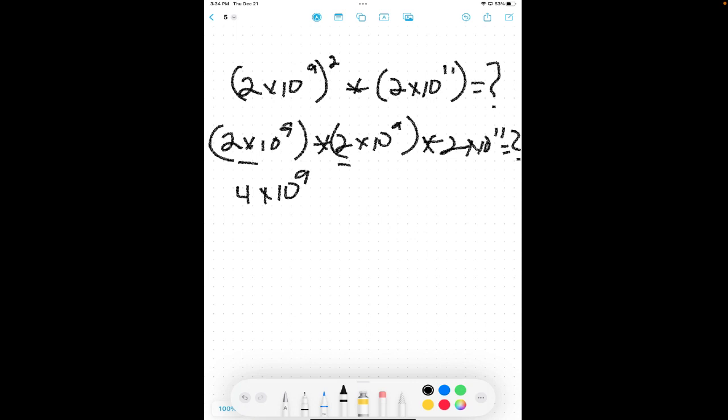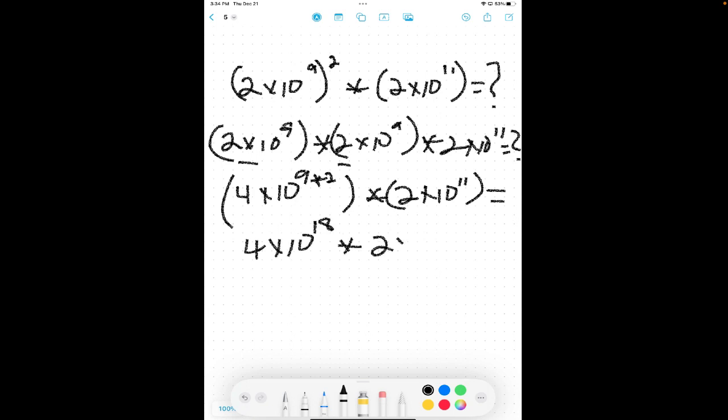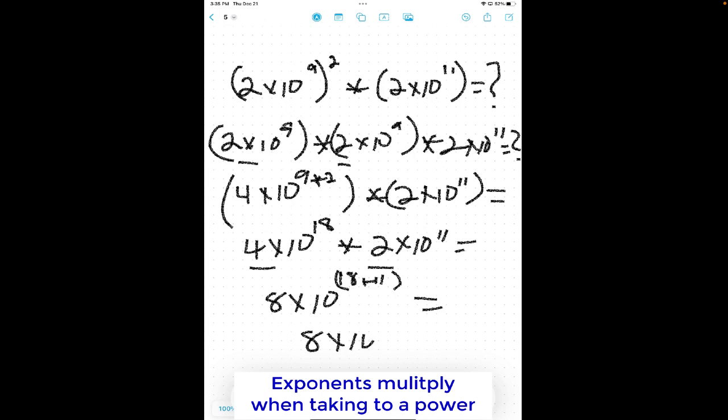And because we had the 2 as an exponent, we're going to multiply that together. Times 2 times 10 to the 11. So our number then becomes 4 times 10 to the 18 times 2 times 10 to the 11. Now taking the first two numbers and multiplying those together to the 18 plus 11, because I'm multiplying those together, leaves us with 8 times 10 to the 29.